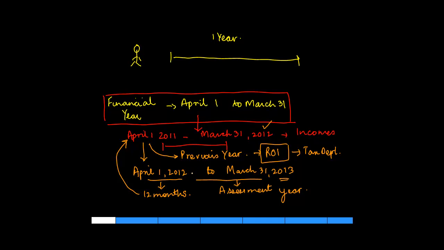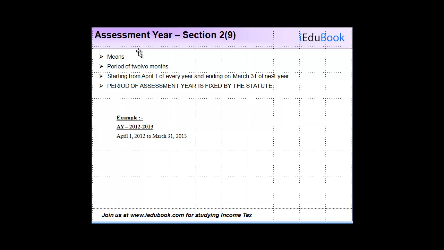Let us now see the definition. Assessment year means. Now the word "means" is very important from an income tax perspective. When you say the assessment year means, it means that you don't have an option to change this. It has to be falling within these parameters. So assessment year means period of 12 months. This is what we saw. Again, I've written this by means of an example. For assessment year 2012-13, the period which will be covered is going to be April 1, 2012 to March 31, 2013.